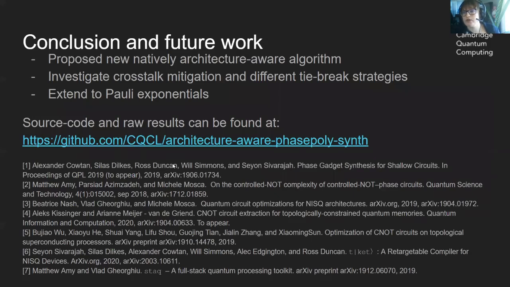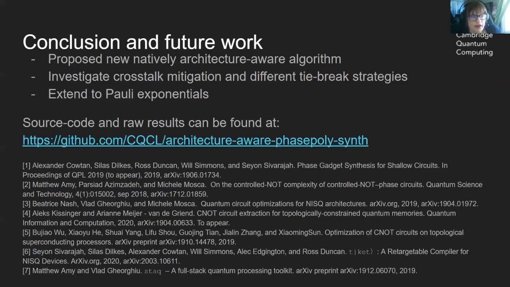So in conclusion, we proposed a new natively architecture-aware heuristic algorithm for synthesizing phase polynomials with current and near-term NISQ devices in mind. This algorithm performs comparably or better than the current state-of-the-art compilers without compromising the runtime of the algorithm, which is really nice. The algorithm mainly improves the parallelization of the CNOT gate with respect to the used baselines. And although this is, of course, desired behavior, it is worthwhile to investigate the effects of crosstalk between these parallel CNOT gates, because if it's just going to increase the error, that would be a shame.